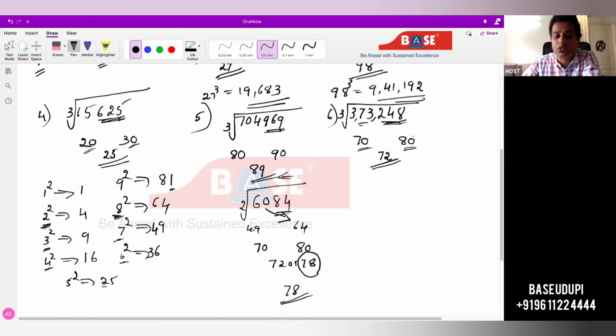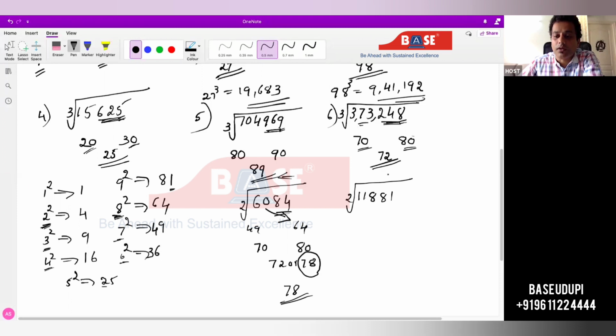What if it is close to 49? Then the answer for the question is 72. Close to the higher side number, pick the higher one. Close to the lower side, you need to pick the lower side number. All right. Now if I take, say, 11881.